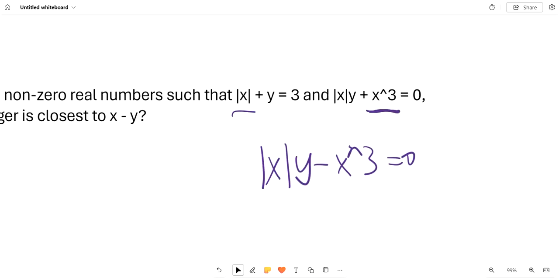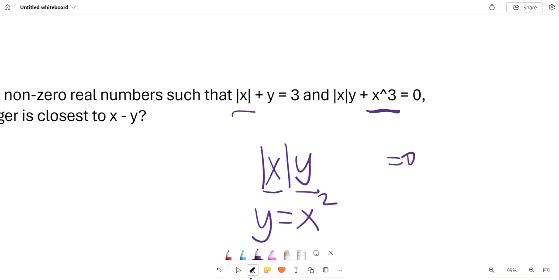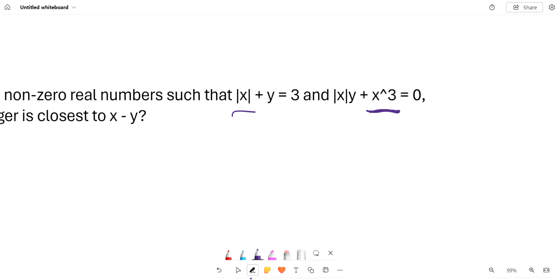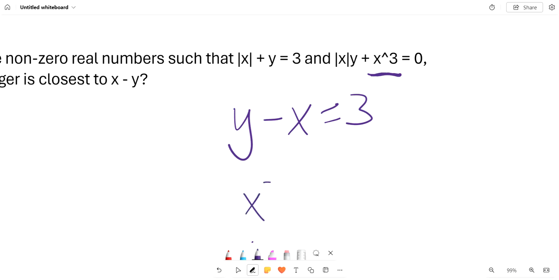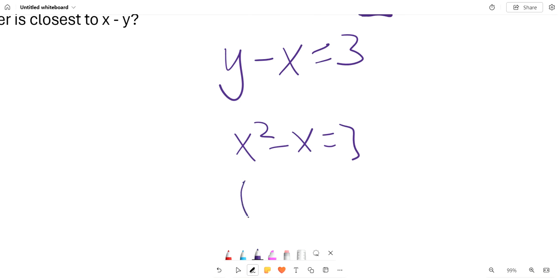So now we know that y is x squared because x times y equals x cubed, because x cubed is a negative number. So if y equals x squared, then we also know that y minus x equals 3, because from here we assume that x is less than 0, so this flips. Now you can substitute x squared for y, and we can see that x squared minus x equals 3. So now we can factor this and it becomes x minus 1 times x equals 3.